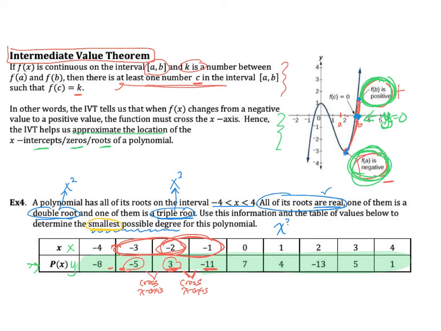Okay, hold on a second. One more time. I went from a negative y value to a positive y value. So once again, we must have a cross of the x-axis because it went from a negative y value to a positive y value.